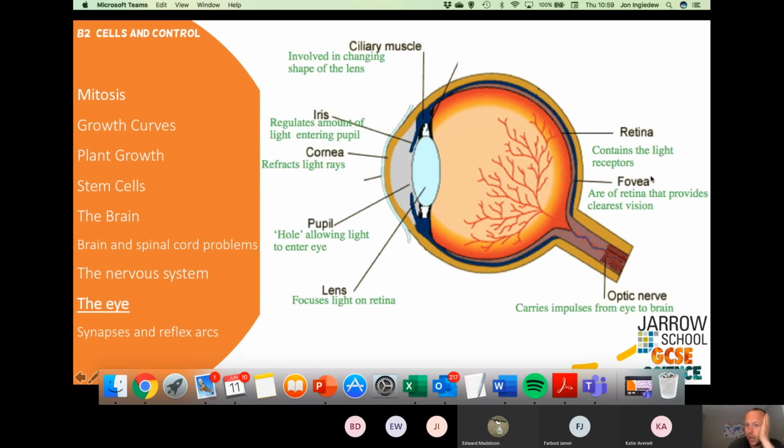Right, the fovea is not actually in the GCSE topic, but this is where light wants to be focused. It's a part of the retina which has really, really good color vision and really clear vision. So basically the light is focused on there. The retina itself contains light sensitive receptors. When there is light, they give a signal. When there's no light, they don't give a signal. And our brain interprets that into vision.